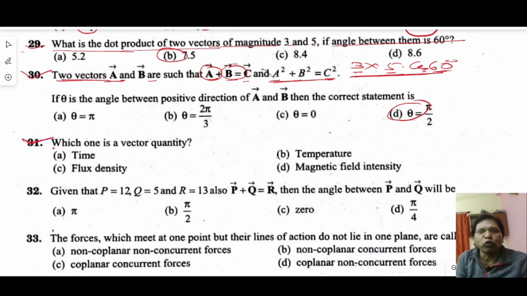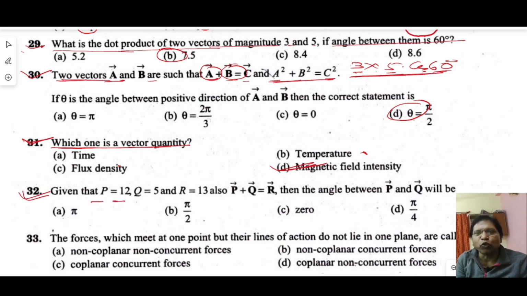Question number 31. Which one is a vector quantity? Time, scalar quantity. Flux density, scalar quantity. Temperature, scalar quantity. Only magnetic field intensity is the vector quantity. Now question number 32.